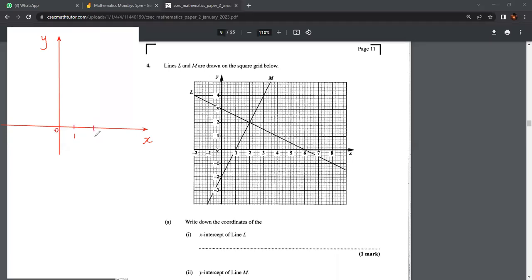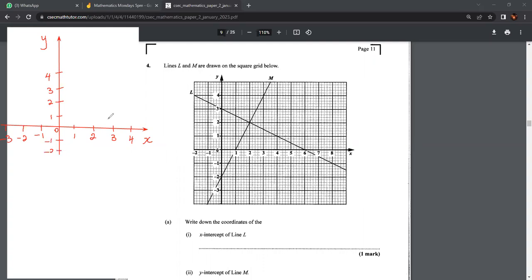Now, on your axis, remember there are positive and negative values for both your y and your x-axis, right? So think of them as a number line. Going up positively on the y-axis and down negatively on the y-axis here.